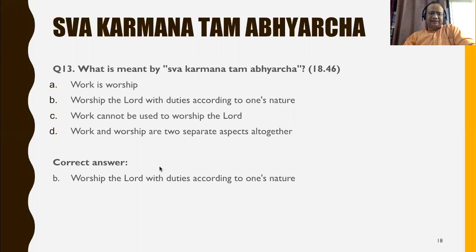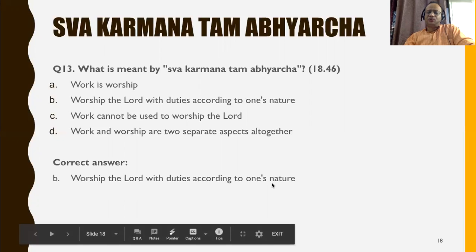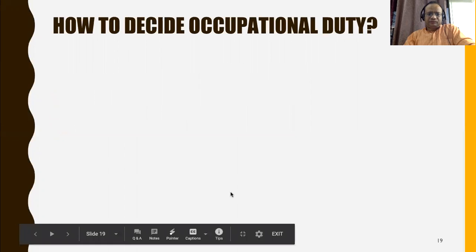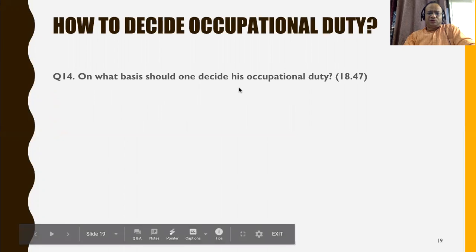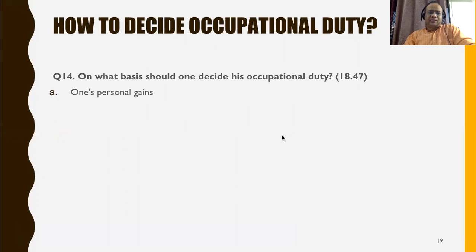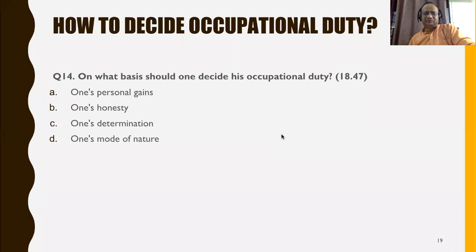Okay, so the correct answer is: worship the Lord with duties according to one's nature, or prescribed duties. Okay, on what basis should one decide his occupational duty? Personal gain, honesty, determination, modes of nature. One's determination.